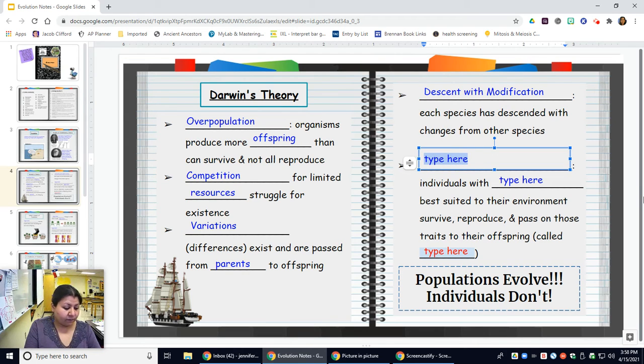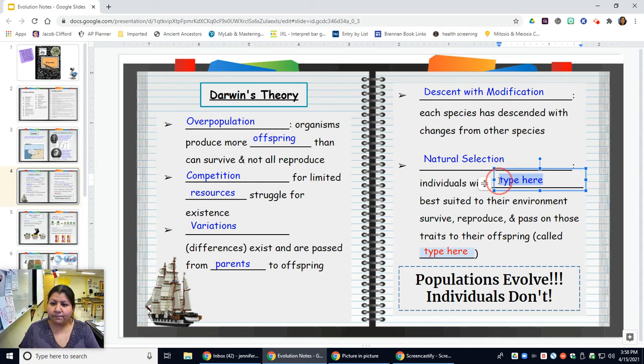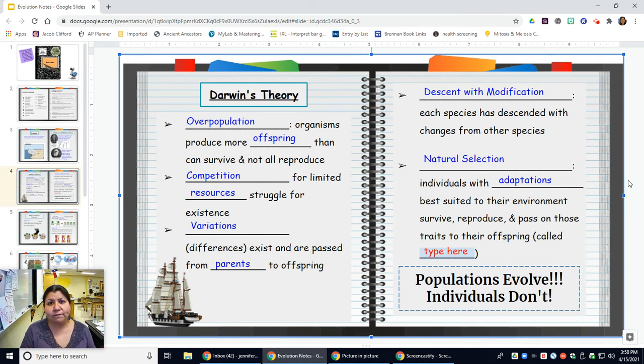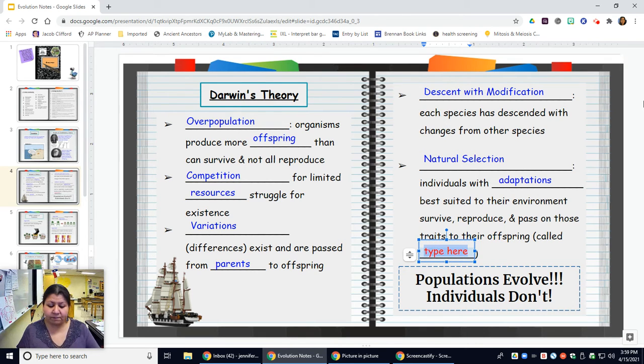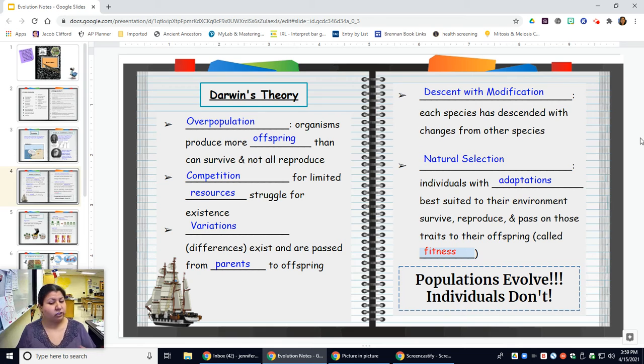And then lastly, he figured out natural selection. Individuals with adaptations that are best suited to their environment will survive, reproduce, and pass on those traits to their offspring. That is called fitness. Usually when we think of fitness, we think of going to the gym. But in reality, for biology, fitness is talking about the ability to survive long enough in order to reproduce, and those offspring have to be able to survive.